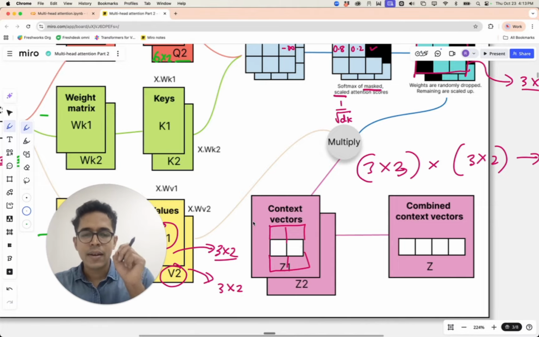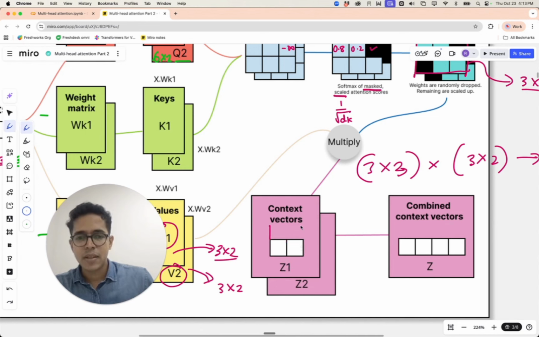So in the first attention head, let me just erase this once. This is attention head number 1. This is attention head number 2. You will have how many context vectors in attention head 1? You will have 3 context vectors in attention head 1. Why? Because you had 3 input vectors.